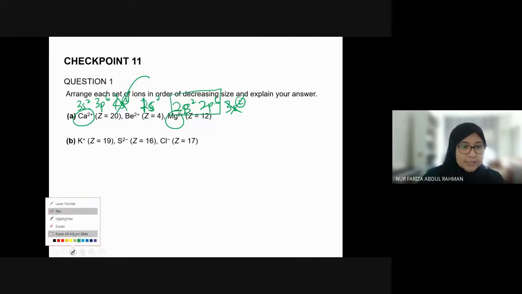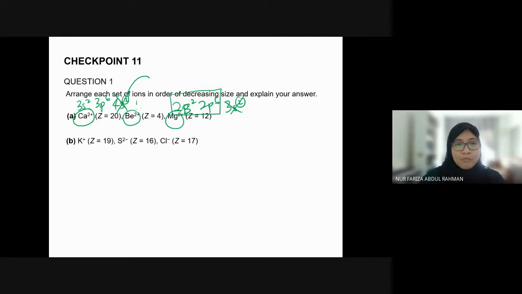Correct me if I am wrong. Okay, this one, if it becomes beryllium 2 plus, it will become 1s2. Because if it is a beryllium atom, it should be like this: 1s2, 2s2. 2 plus 2 is equal to 4. So this has been removed, so we have 1s2 only. Okay, alright. So as you can see, the highest n for calcium will be 3. For beryllium 2 plus, the highest n will be 1, n is equal to 1. The highest n for magnesium 2 plus will be n is equal to 2. So, going down the group based on shielding effect.